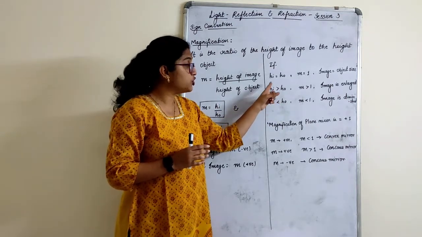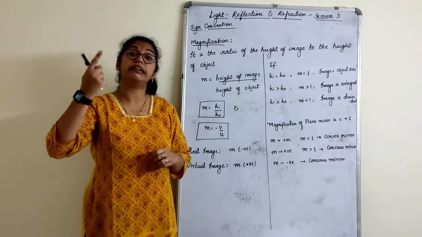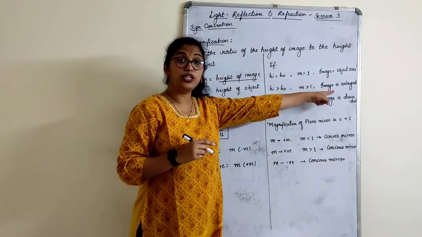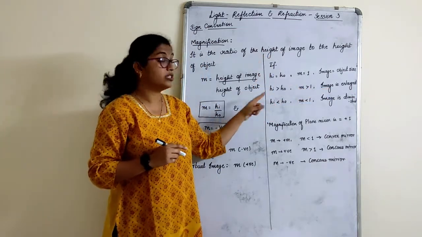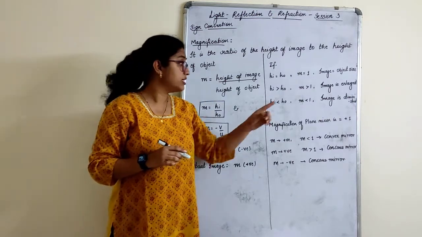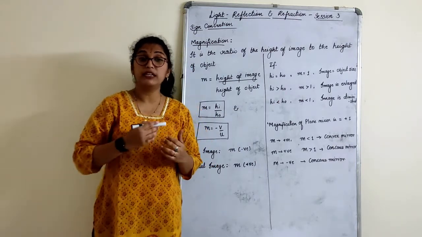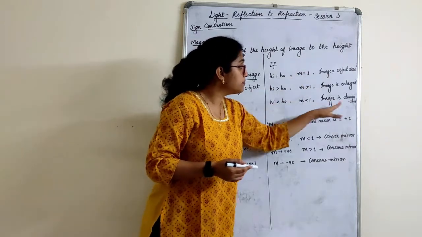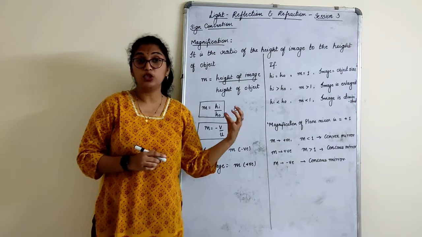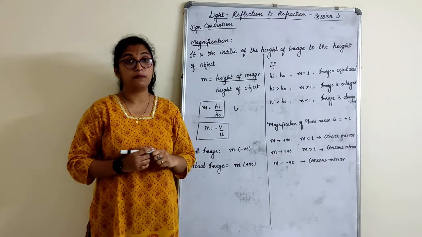If height of the image is greater than the height of the object, that means magnification is greater than 1. Of course, you will get greater magnification. How is the image here? Enlarged. Last condition. Height of the image is smaller than the object. Magnification is less than 1. That means image is diminished. See children, why? Because only by this part we can also judge the magnification sometimes. Now try to judge the magnification in the ray diagrams with the help of this. That will give you a clear picture.